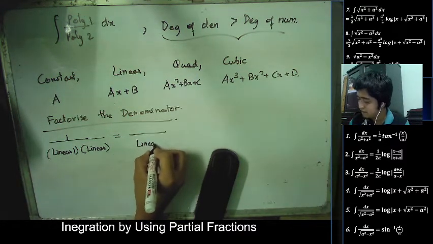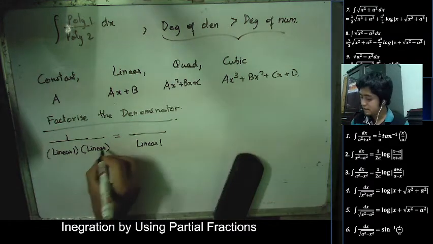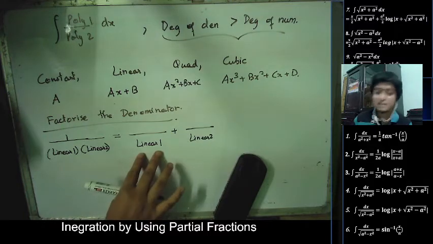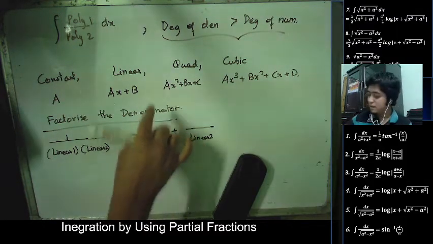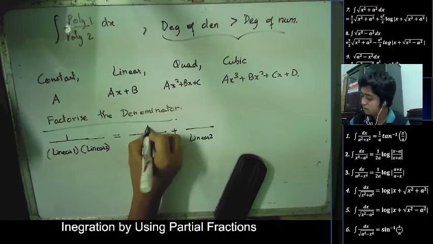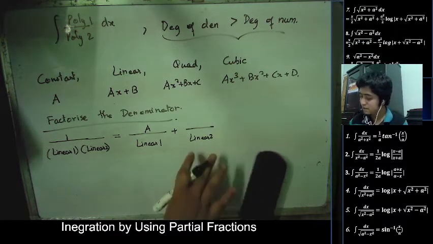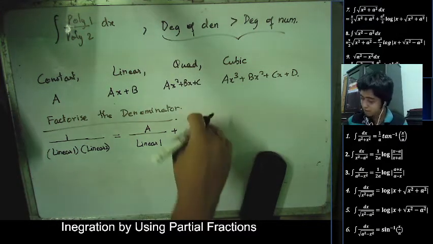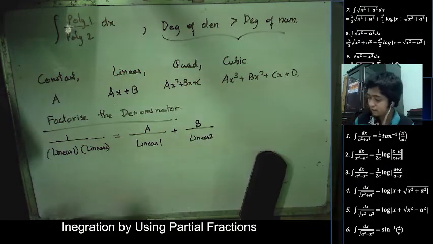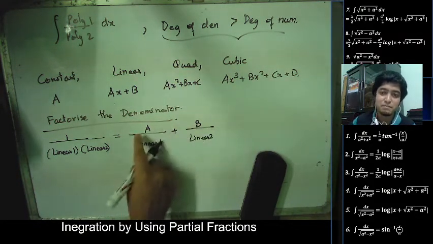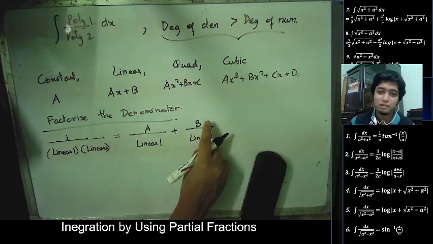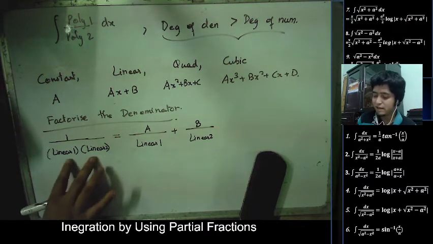Over here I'll write linear 1, and over here the second linear, so I'll write plus linear 2. Since this one is linear, linear will go down to a constant; we will drop the degree by 1. So it will be a constant A. This one is also another linear, we will drop it to a constant, so it will be B. I cannot use the same constant A again, so I'm using another one, which is B. So this is when we are having linear factors.